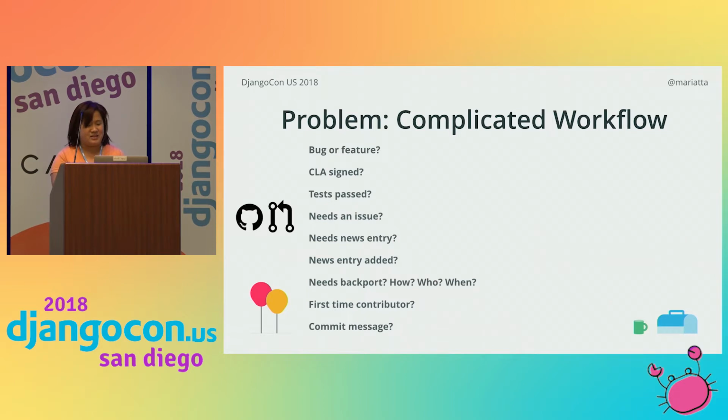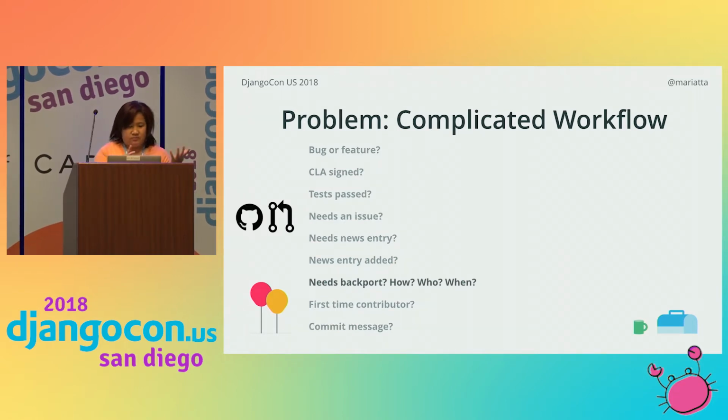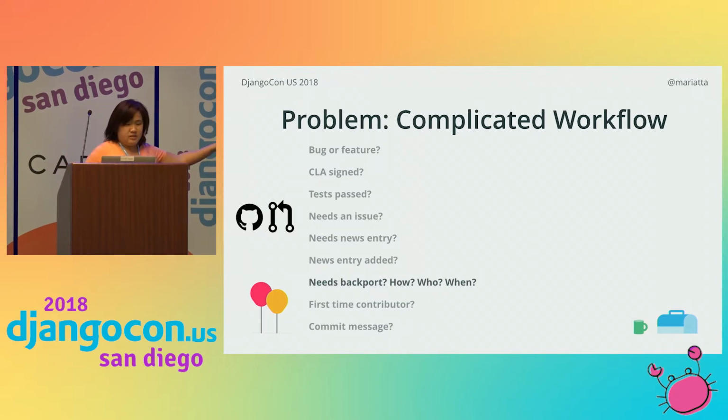And the other problem is our workflow is pretty complicated. For every single pull request that comes, we need to ask all of these questions. Bug or feature? It's really important. Did you sign the CLA? Did you run the tests? Have they all passed? Is there an issue created? Did somebody actually ask for this change? Did you write a news entry, blah, blah, blah, backport? It's very complicated. And we do this for every single pull request. So today I just want to focus on one of these issues, the issue with backporting.